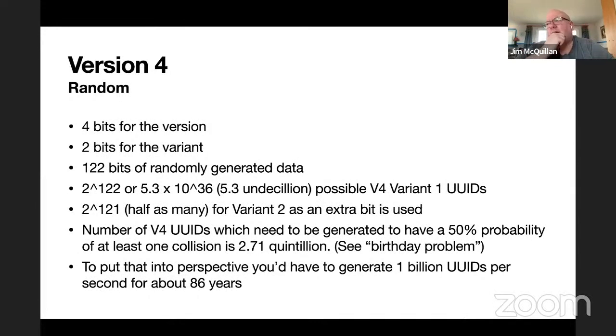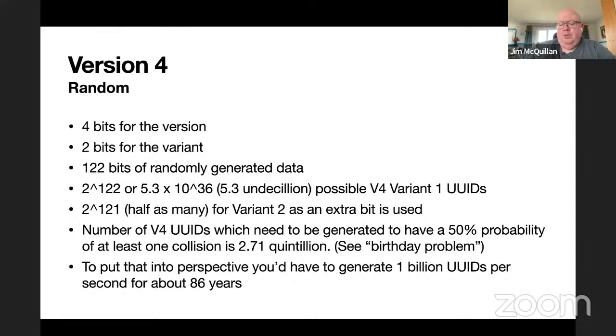If you go to variant 2, and the variants, all they do is dictate whether the numbers are signed and the byte order of the various components. Remember big endian and little endian and all that stuff. Anyway, variant 2 is half as many, so it'd be what, 2.65 undecillion possible V4 variants.